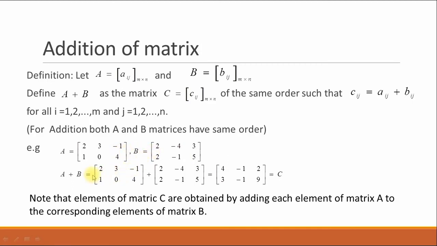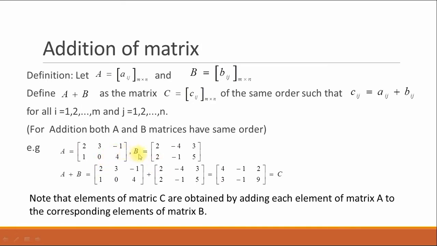Now how to add these two matrices? A plus B is equal to adding the corresponding elements. We get the result. For example, the corresponding element in matrix A is 2, and in matrix B it is also 2.